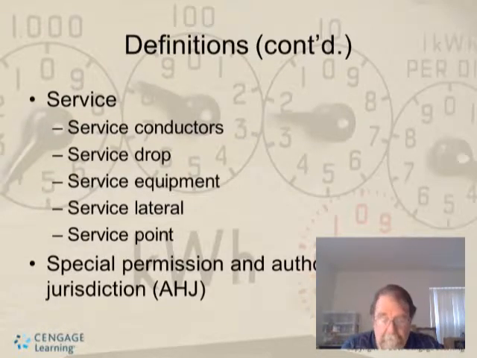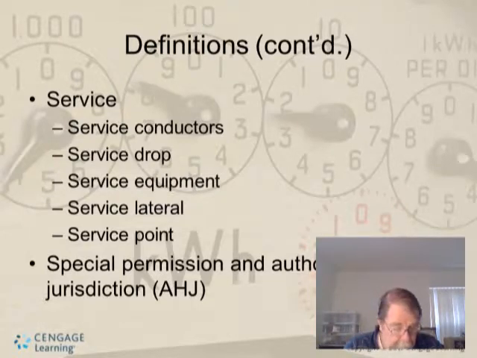Now, service is the conductors and equipment that deliver energy from the servicing utility to the wiring system of the premises. This is in Article 100. Service conductors are the conductors from the service point to the service disconnect. Okay? And conductors or equipment are also defined as service where receiving power underground.